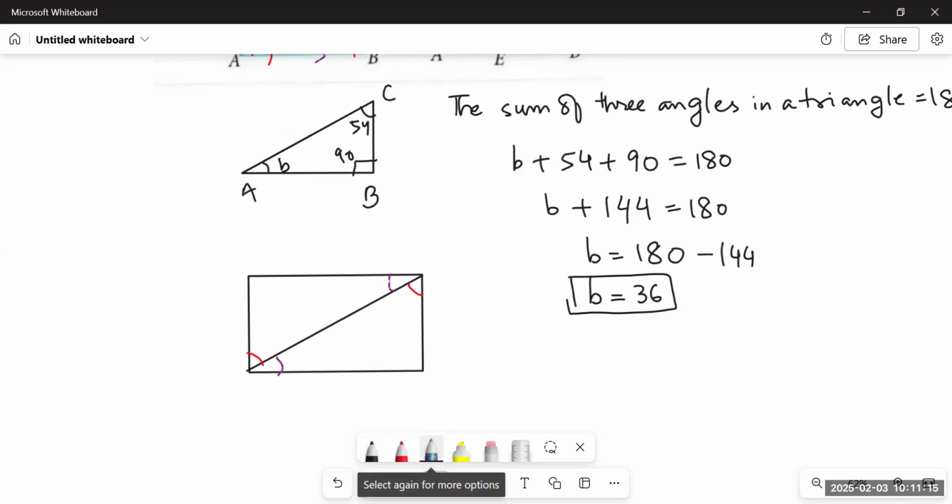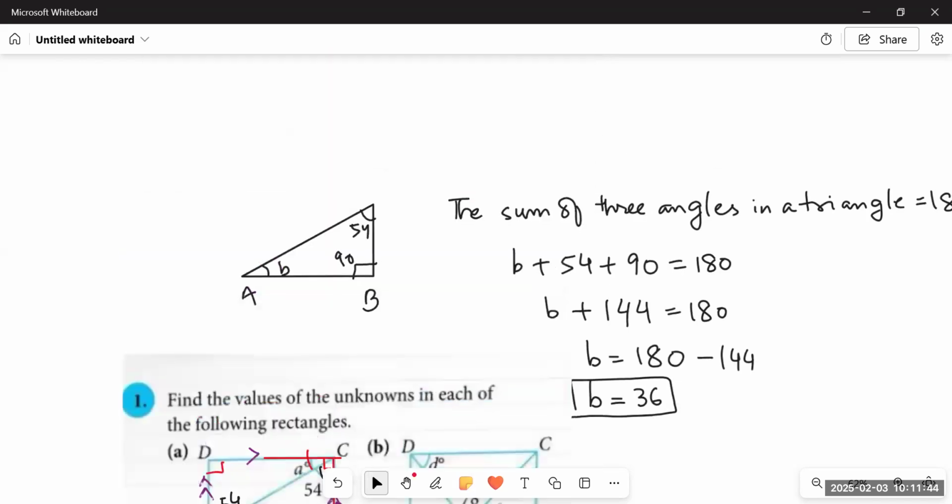So what have we learned in part A? We have learned two properties: that all the angles of a rectangle are right angles. So if a diagonal line cuts a rectangle at any point, the two or three angles that are forming on that particular point would be complementary angles of each other. Hence, the sum of complementary angles would always be 90 degrees. And similarly, we have learned one more property, that of triangles, that the sum of angles in a triangle would always be equal to 180 degrees.